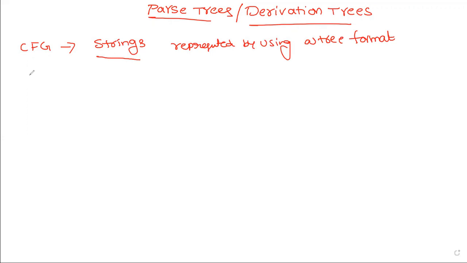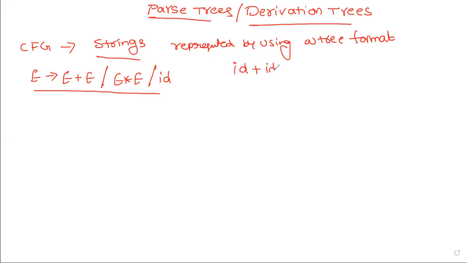Now consider an example. E tends to E plus E, E into E, ID. This is the given context free grammar. For example, a string ID plus ID into ID. Okay, this is the string. Whether the grammar is ambiguous or not, whatever it is, simply consider the string. Now, I will write down E is the starting production. From E, we can move to any of these three. To generate the string, whichever is preferred, we will move to that one.